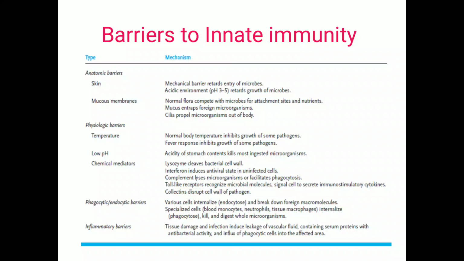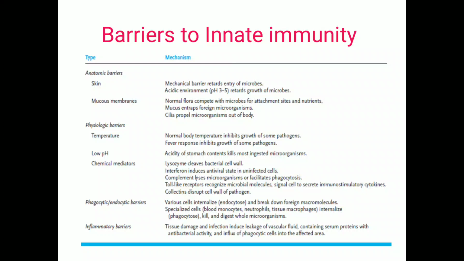Interferons induce an antiviral state in uninfected cells. Complement is a set of serum proteins which lyses microorganisms or facilitates phagocytosis. Toll-like receptors recognize microbial molecules and signal the cell to secrete some immunostimulatory cytokines. And the last is collectins. They disrupt the cell wall of pathogens.